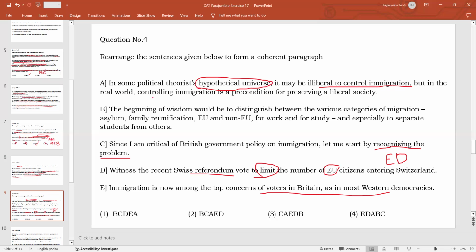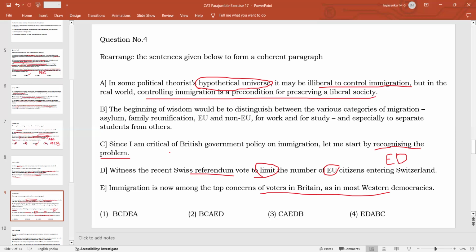But in the real world, this is not the case. Controlling immigration is the precondition for preserving a liberal society. So this is the problem. This is why a lot of issues regarding immigration are there in the British government, because the politicians think that Britain, being a liberal society, should not control immigration, but they do not understand that the first condition to preserve a liberal society is to control immigration. It is a precondition for preserving a liberal society. So this is why there is a contradiction or a dichotomy between the theory and practice of politics. This is the problem that the author is talking about.